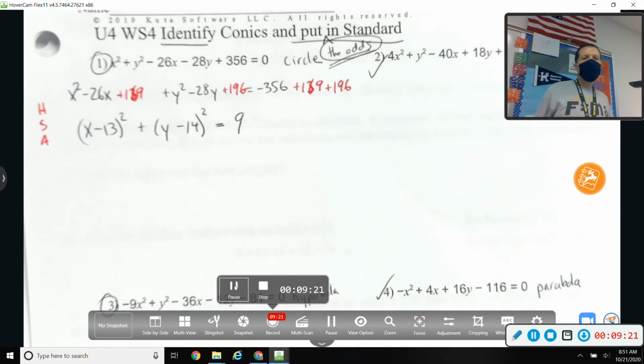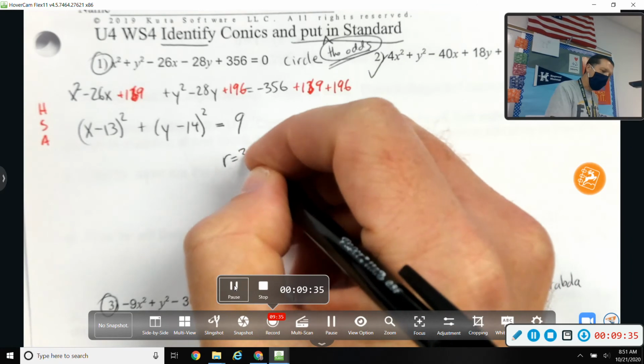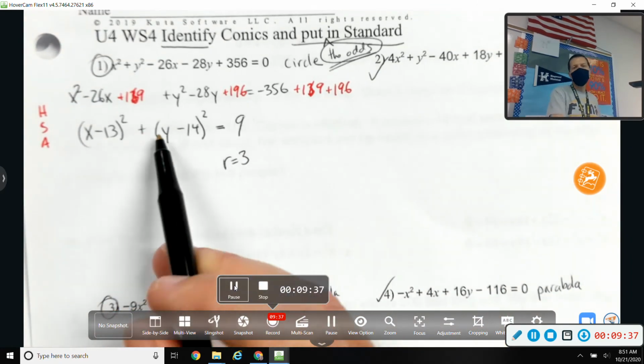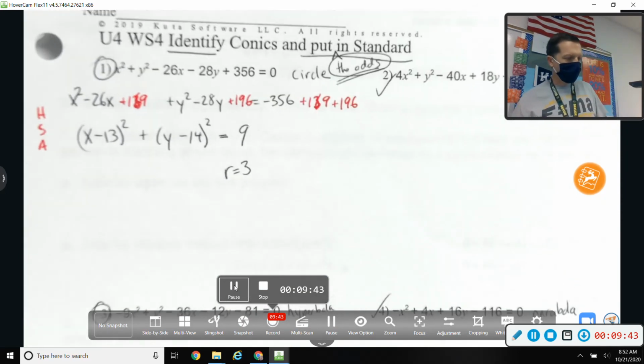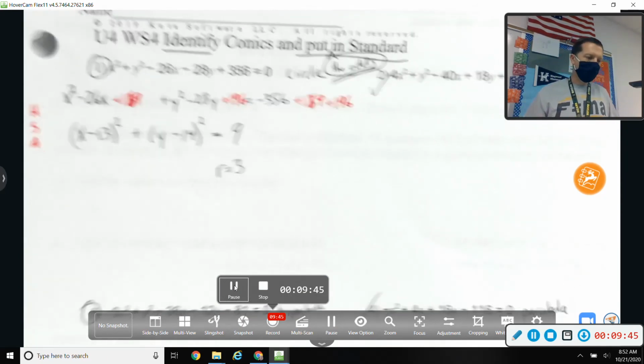All right, so half it, square it, add it. Well, I guess group them first. Half it, square it, add it to both sides. Be careful, big numbers, but you got a calculator. And it turns out that the radius is just 3. And sure, that would be off a normal graph, but that's okay. We're not graphing that one. We're just putting them in standard form. So that leaves 3 and 5 for you to do, to put in standard form.